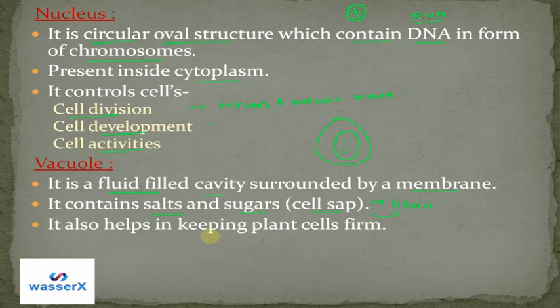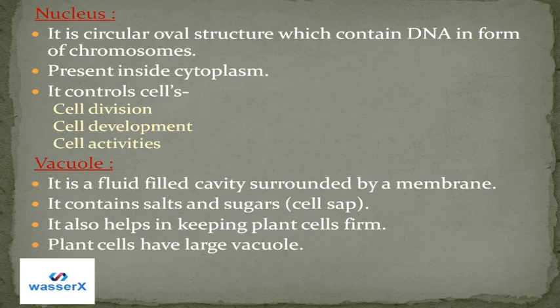And it also helps in keeping the plant cells firm. Because of the presence of the vacuole, the plant cells don't shrink. It helps the plant cells to remain in shape. And plant cells have very large vacuoles while animal cells have small vacuoles, right?